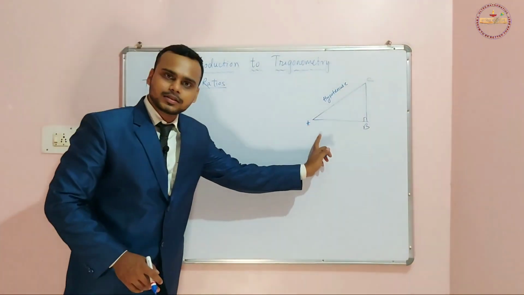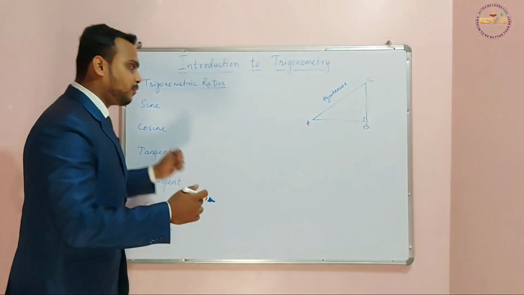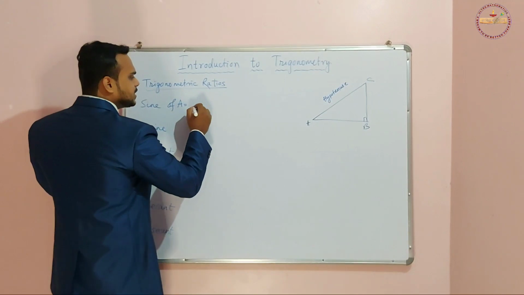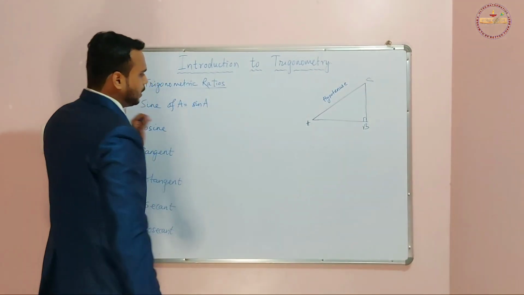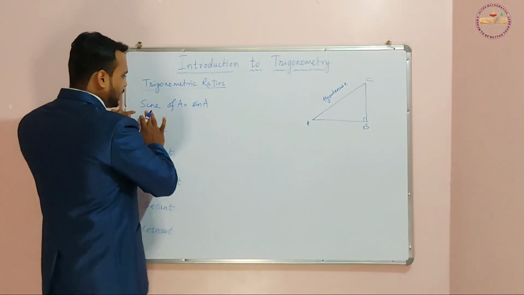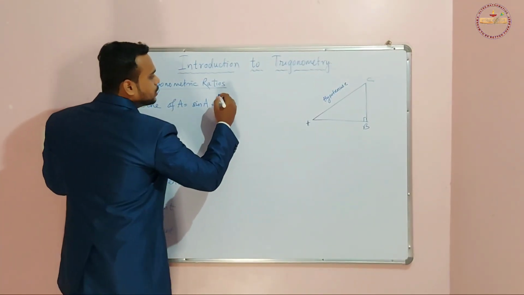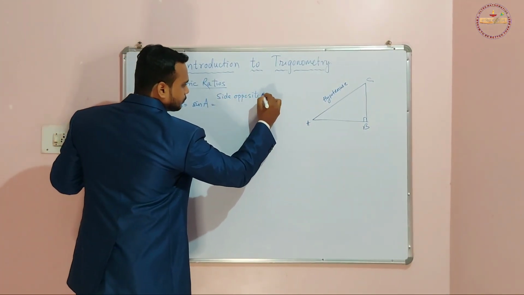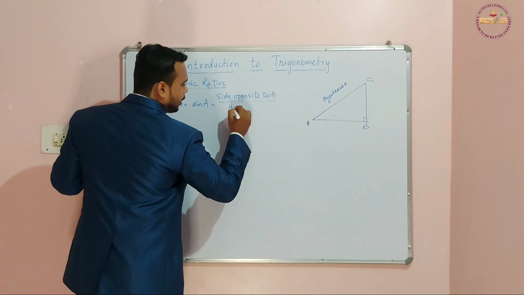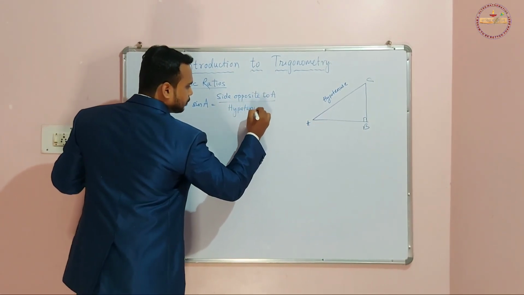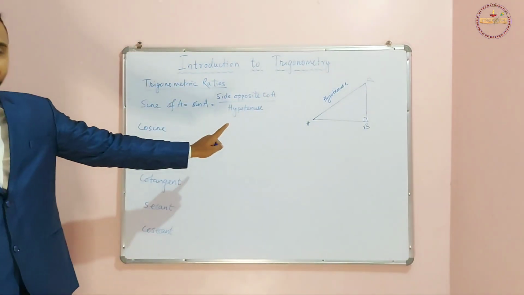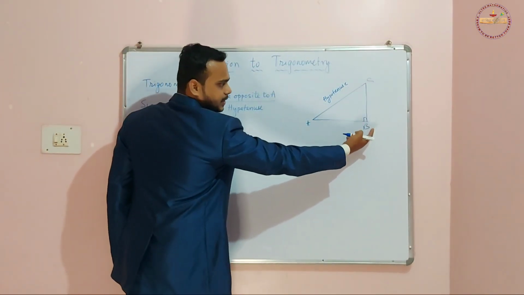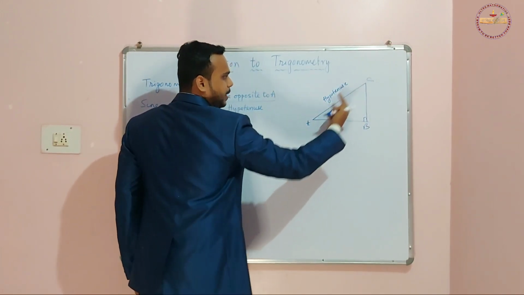Sine of an angle, suppose I am taking that angle A, so sine of A is mathematically written as sin A. Sine of this angle A is nothing but side opposite to A divided by hypotenuse. In this case, sin A will be the side opposite to A, which is BC, divided by AC. So BC divided by AC.